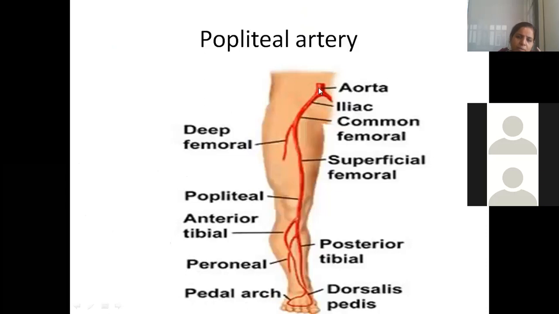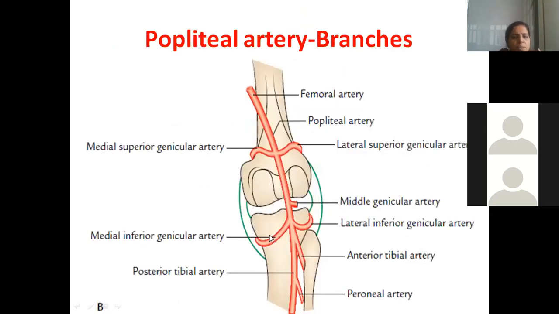Now, popliteal artery. See here, from the aorta we have the abdominal aorta, then common iliac. Then it will divide into external iliac and internal iliac. External iliac will continue as femoral. Femoral will pass through the opening of the adductor magnus, not the saphenous opening, to continue as popliteal. Popliteal will again divide into anterior and posterior tibial. So that is the popliteal artery.